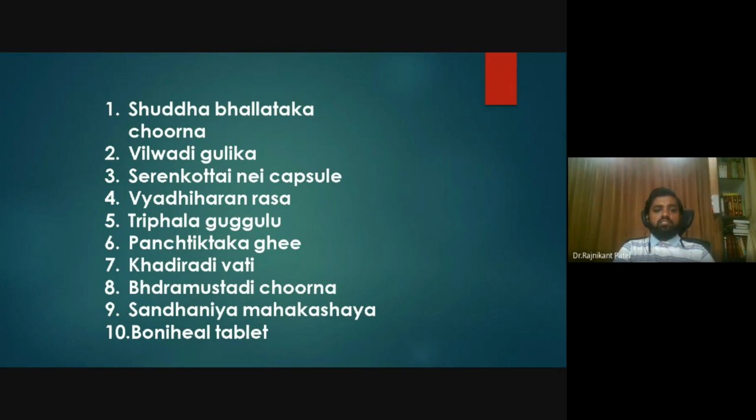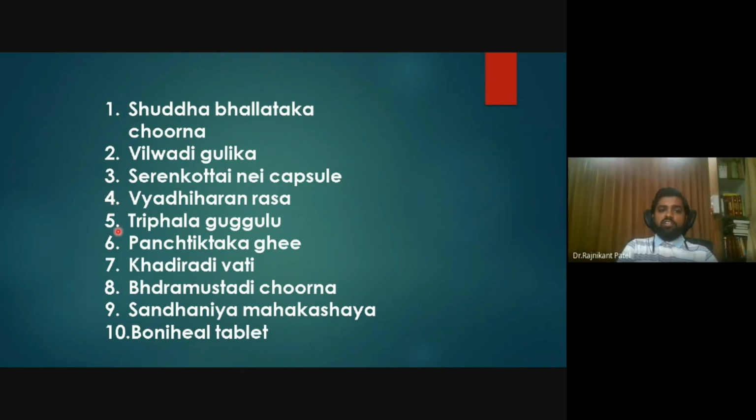See, Vyadhiharan Ras contains Hartal and Mansila, which are arsenic compounds. So the same precaution applies for Vyadhiharan Ras and also for Shuddha Bhallathaka. When there is high Pitta or active bleeding, we should remove this from the prescription.